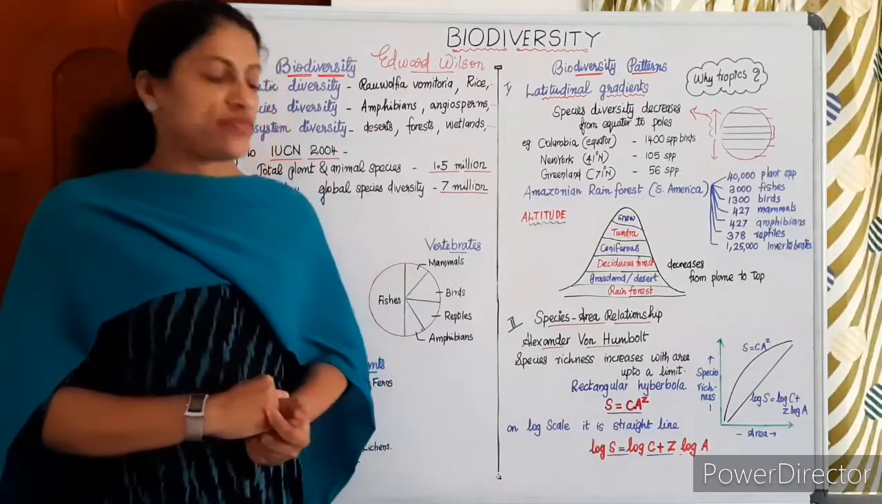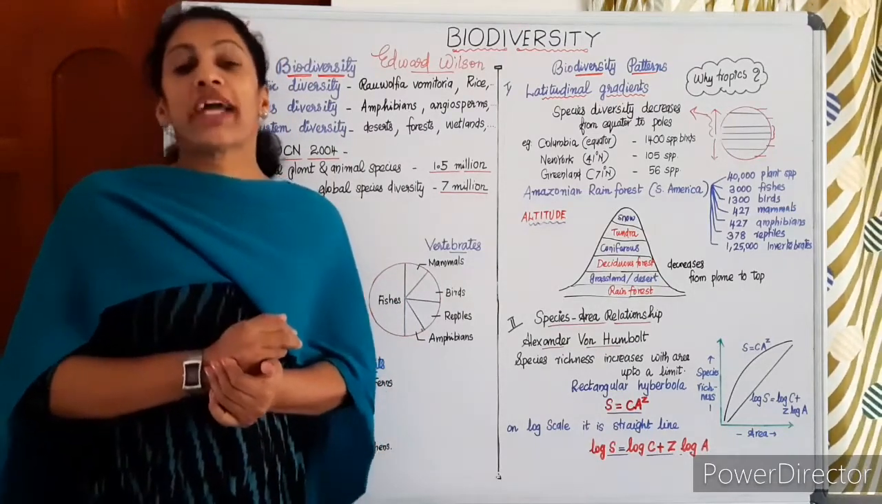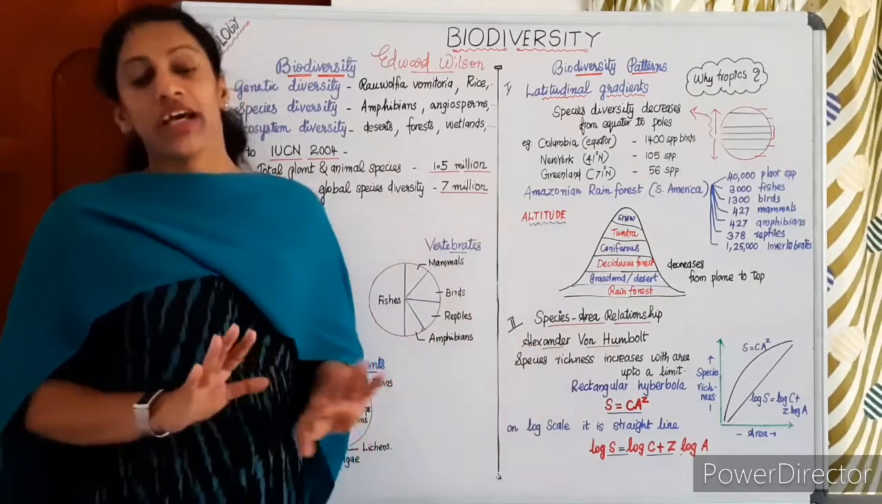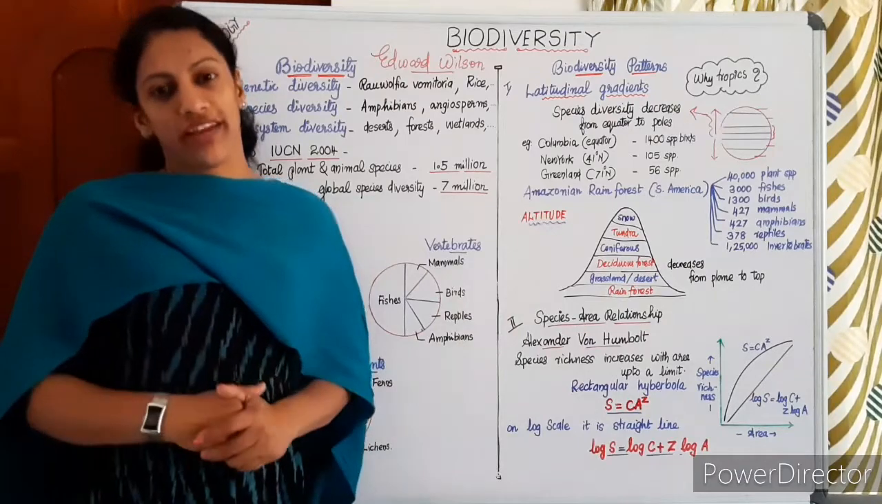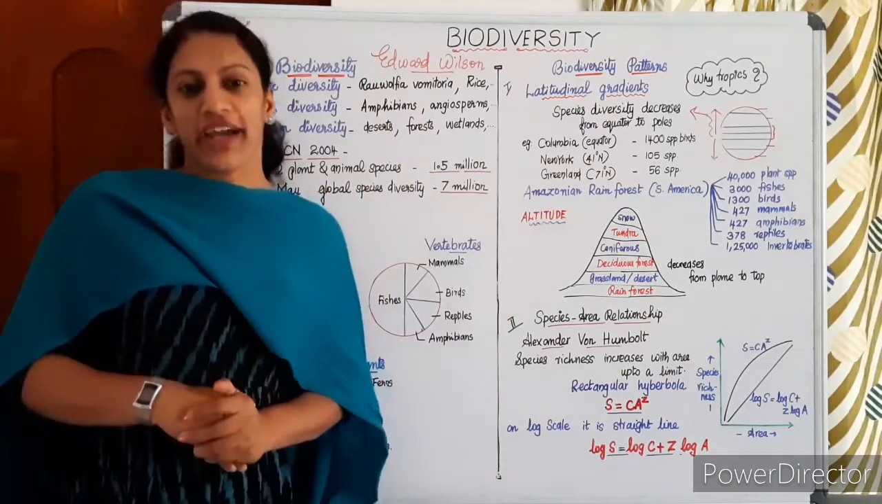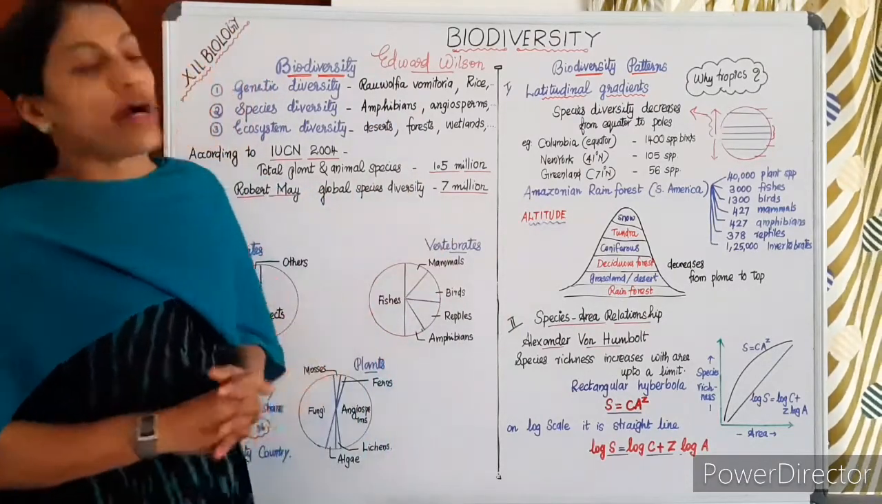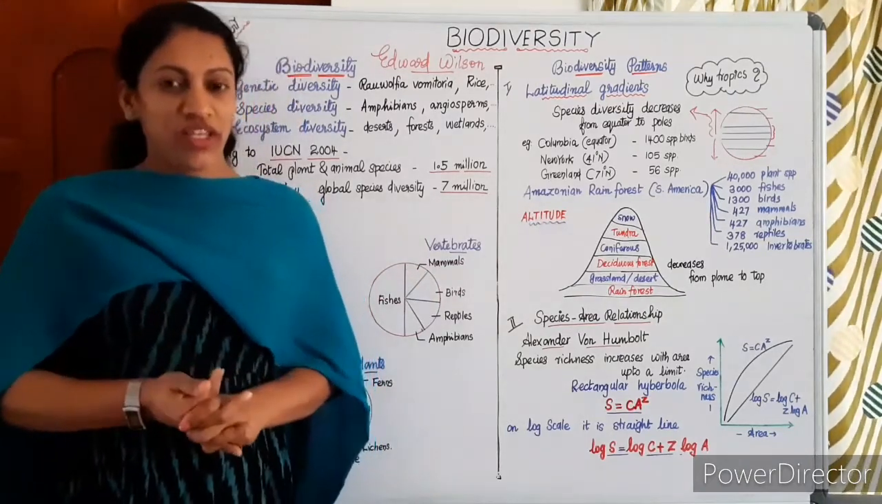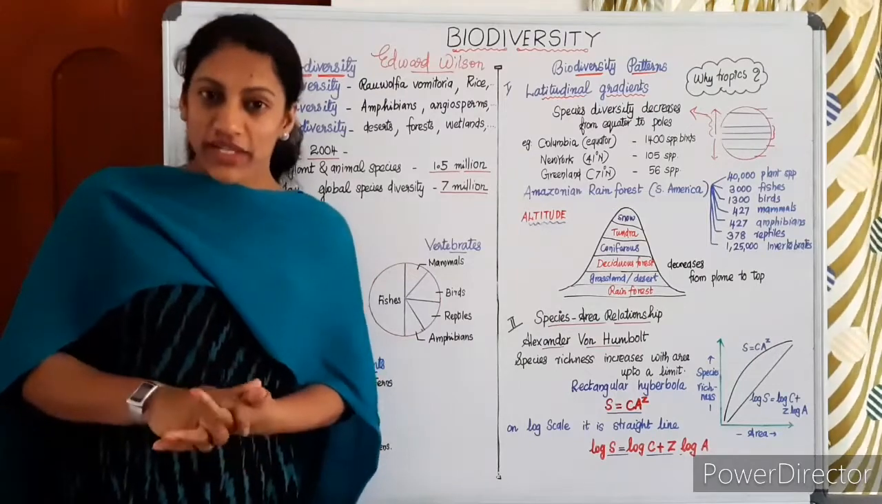Okay, that's about the patterns of biodiversity: latitudinal difference, altitudinal difference, and difference according to the explored area. These are the patterns shown by our biodiversity. Any more doubt, we will discuss in the live session. I think it's clear, and we can wind up for today.